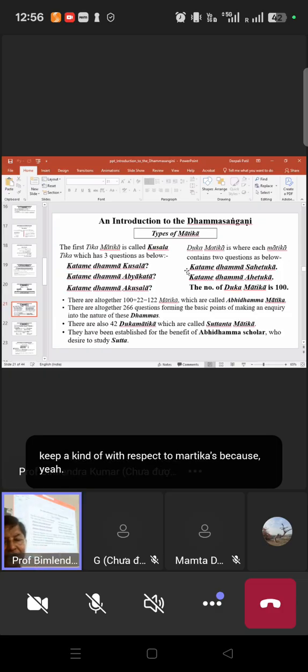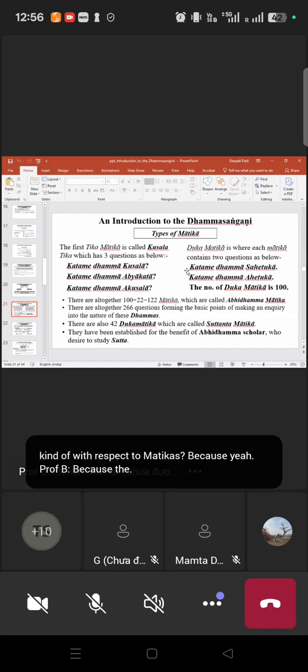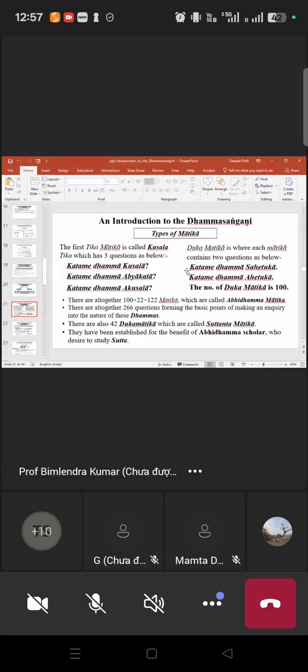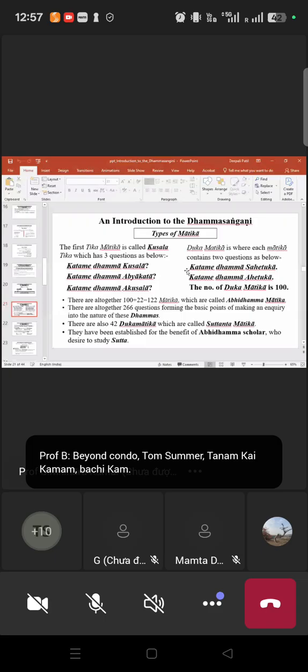Because here the matikas are small in form. For example, we have given that Katame dhamma kusala, katame dhamma akusala, katame dhamma abyakata. There are three portions. If you see on the screen, you will see that here it is given only: Katame dhamma kusala? Tini kusalamulani, alobho, adoso, amoho; tamsampayutto vedanakkhandho, sannakkhandho, sankharakkhandho, vinnanakkhandho; tamsamutthanam kayakammam, vacikammam, manokammam. Ime dhamma kusala.